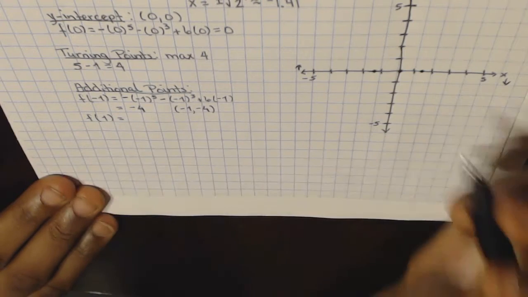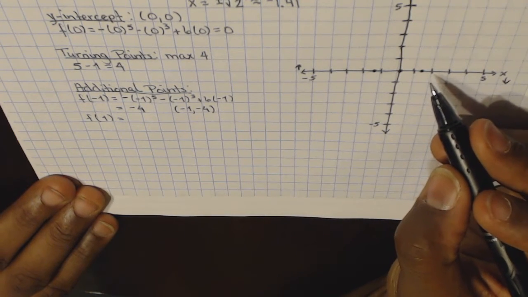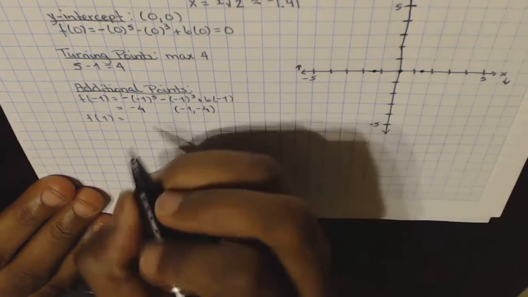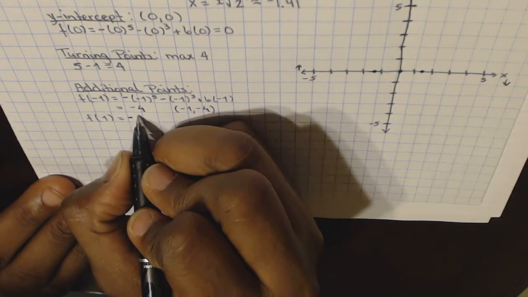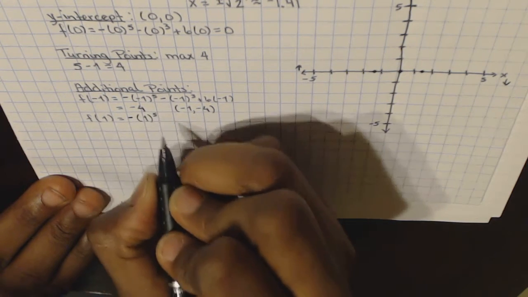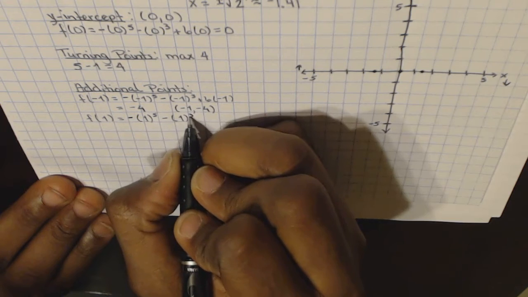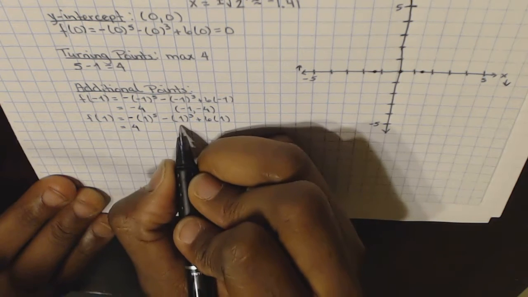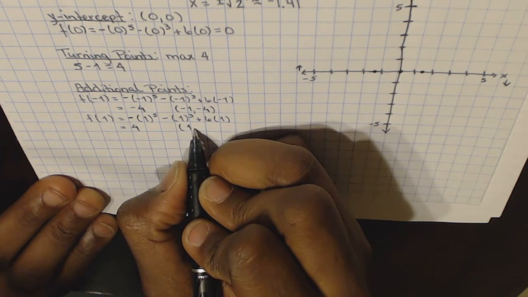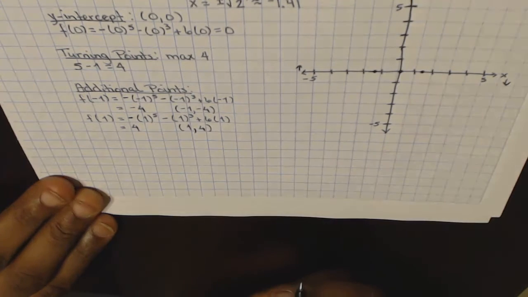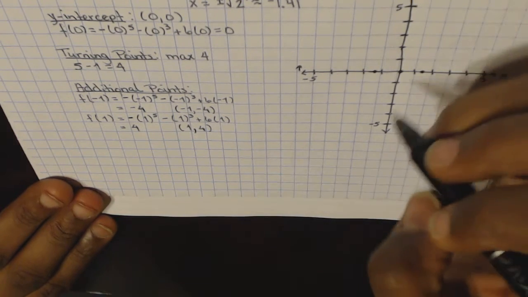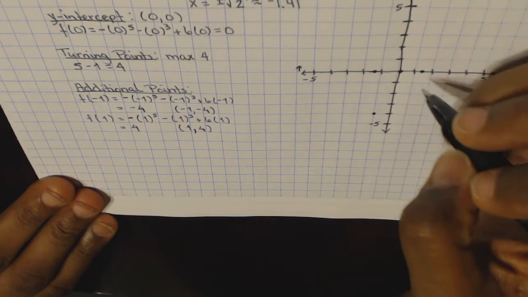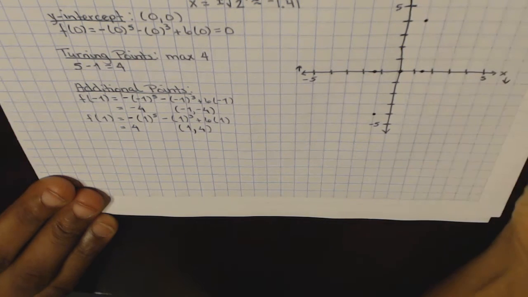I also would like to know what's happening between 0 and a positive 1.41. I'm going to pick 1, since it's the nice whole number there, and plug that in. So the opposite of 1 to the 5th minus 1 cubed plus 6 times 1 gives me a positive 4, which is (1, 4) is the point. And I'll plot those in my nice pretty picture. 1, 2, 3, 4. So right about there. 1, 2, 3, 4. Right about there.